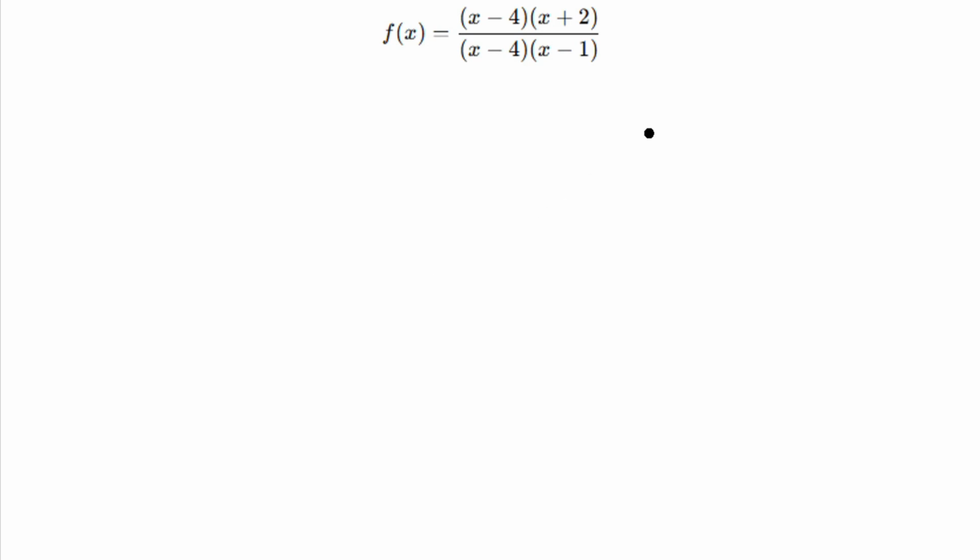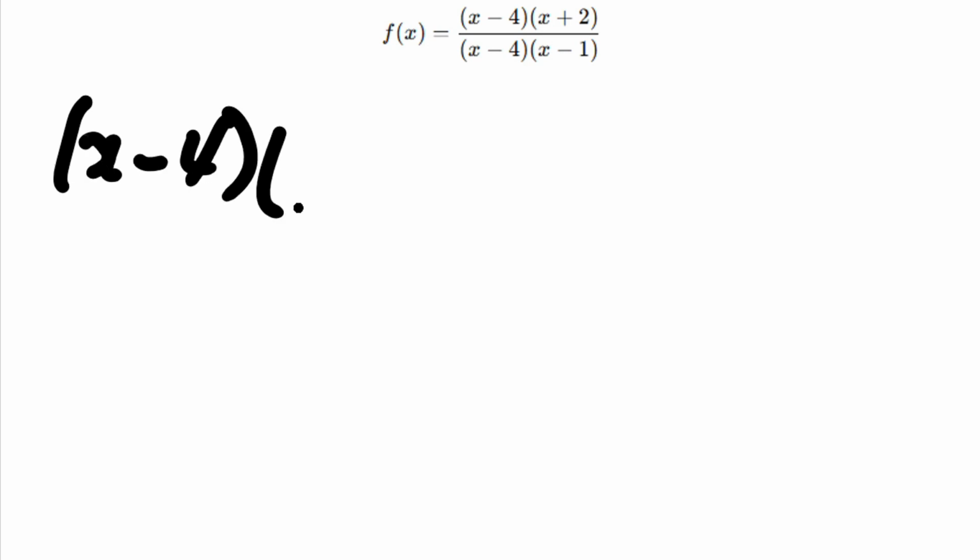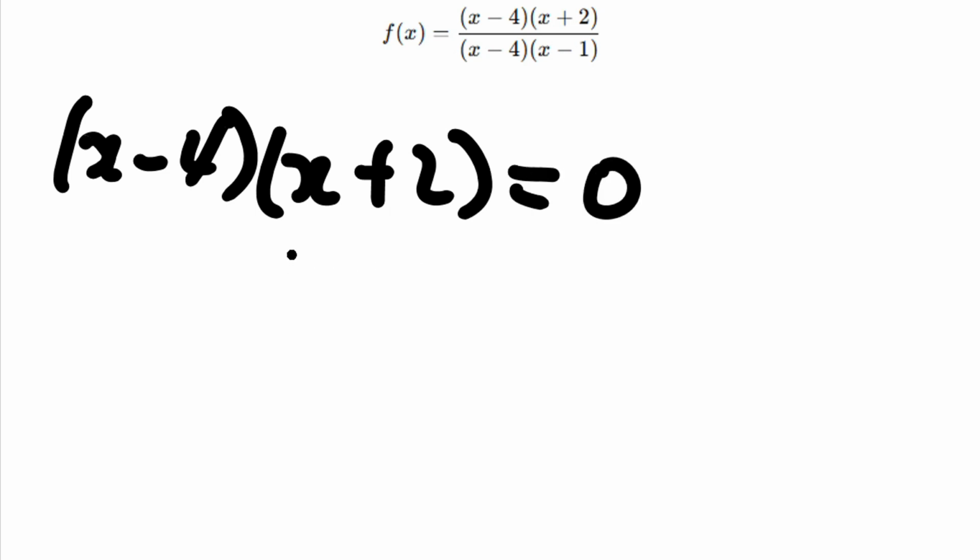Now let's look at this one. This one, the numerator and the denominator are factorized for us. But there is something I want to show you first. Usually we were equating just the numerator to 0. So you might be tempted to just go and do x minus 4 all over x plus 2 equals 0 and solve for it. Right? If you are not careful, you will get it wrong this time.